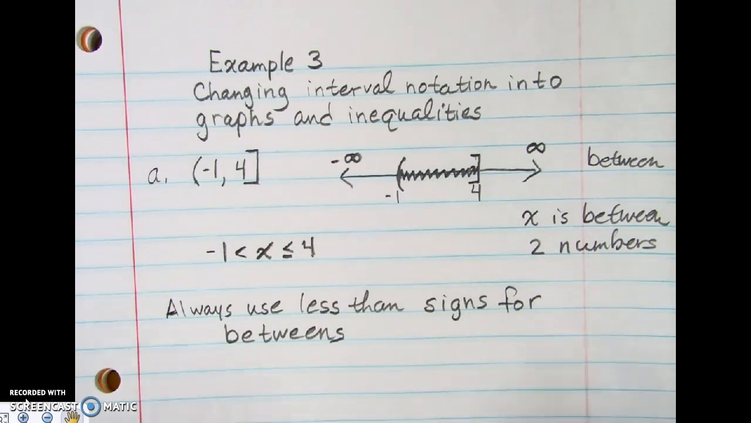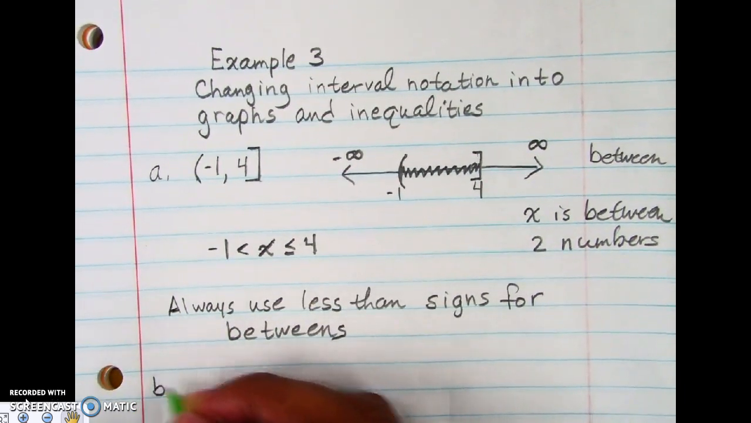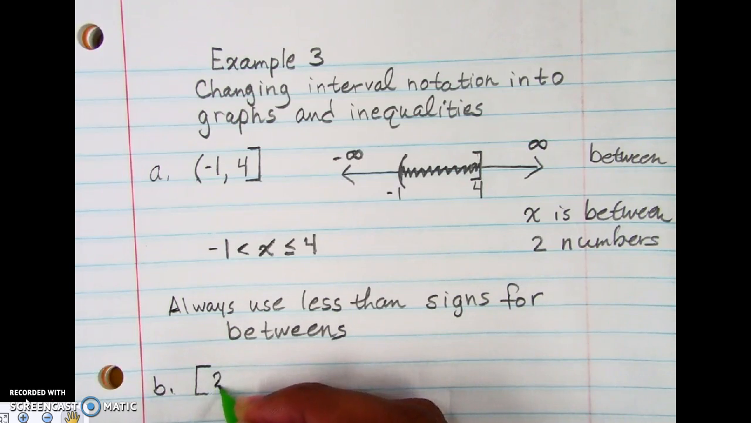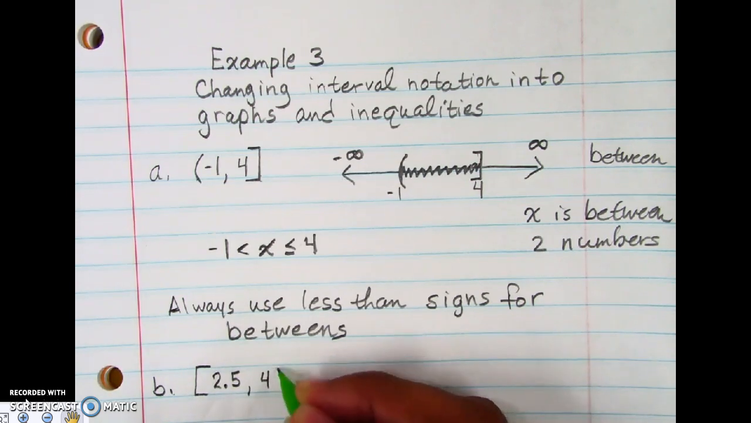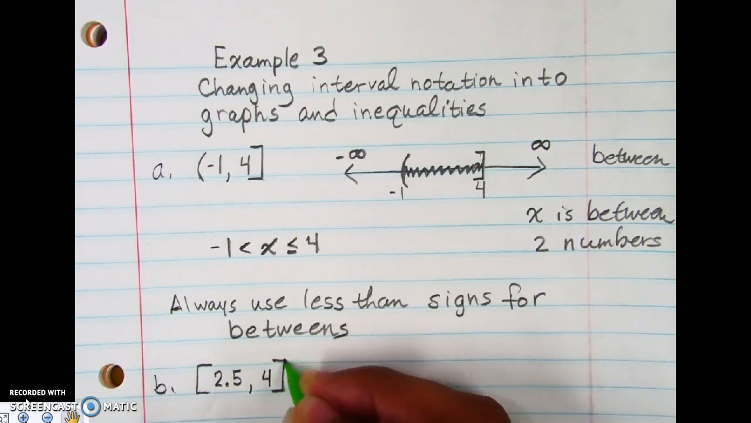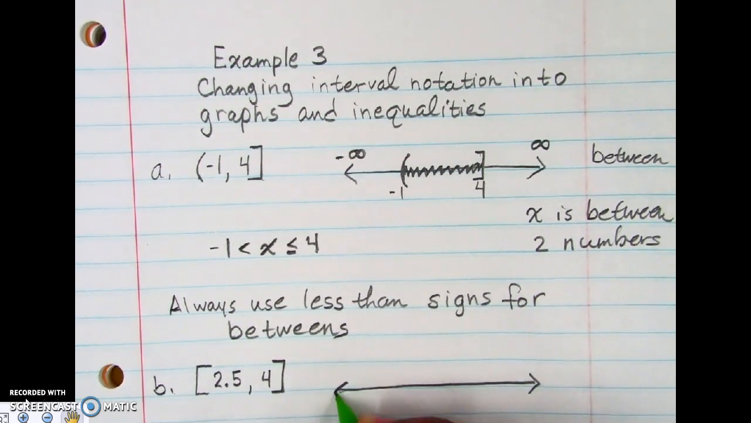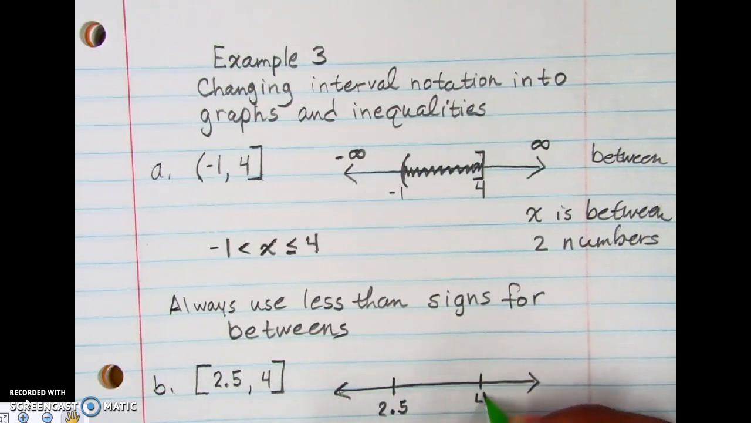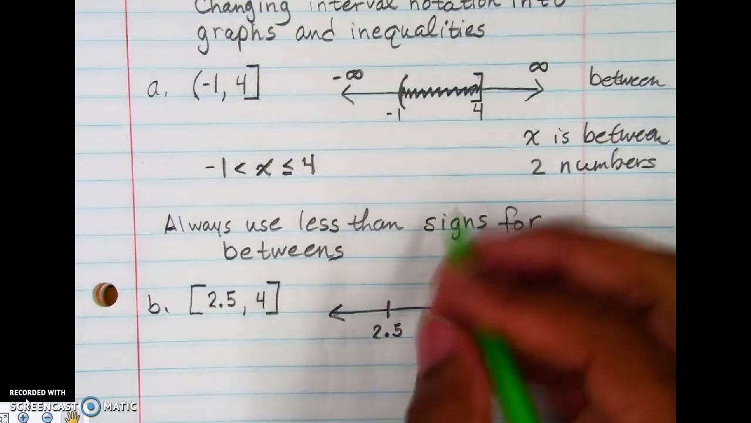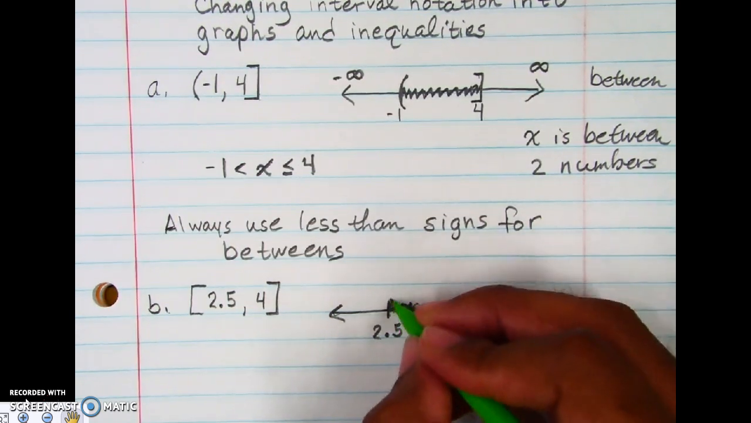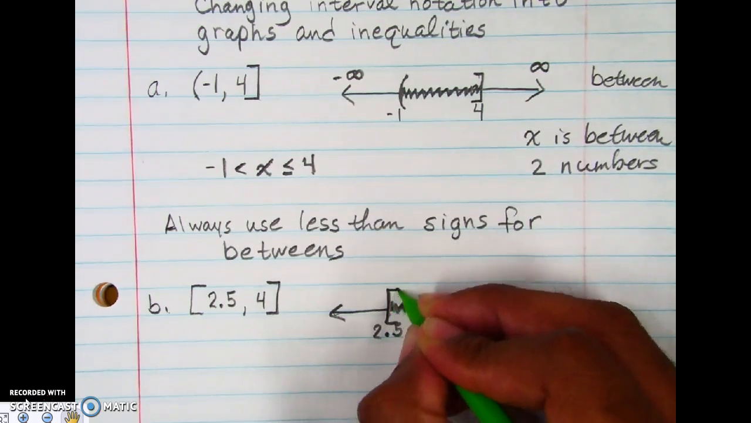Okay, so not bad, not bad. So let's go with B. And here we're going to do a bracket, and this is 2.5, that's a decimal number, and 4, and then a bracket on 4 also. So again, graph it out. So put the 4 down, put the 2.5 down. We know we're going to shade between them. And put brackets on both sides, because there's brackets on both sides here.